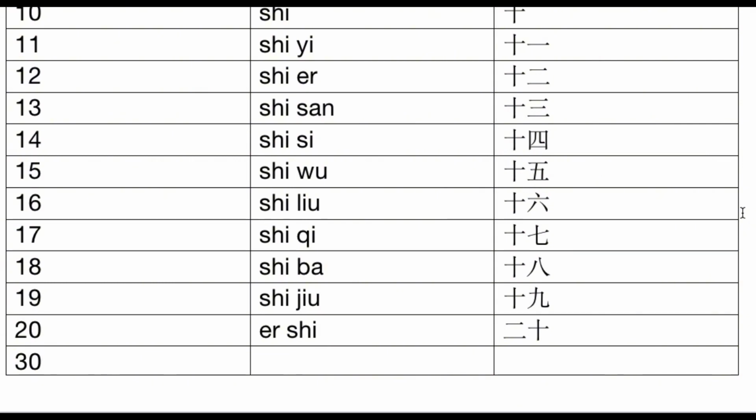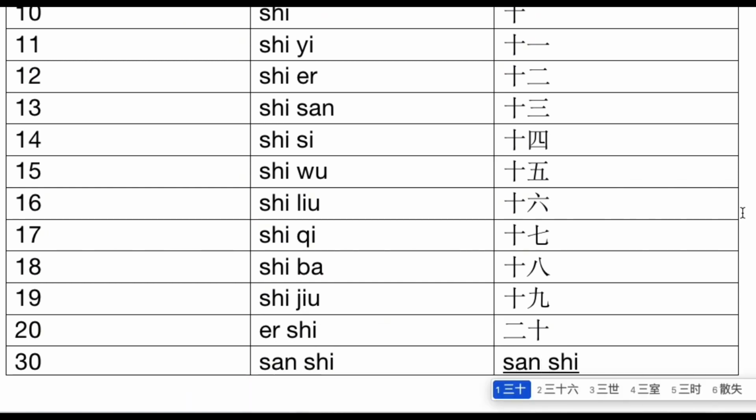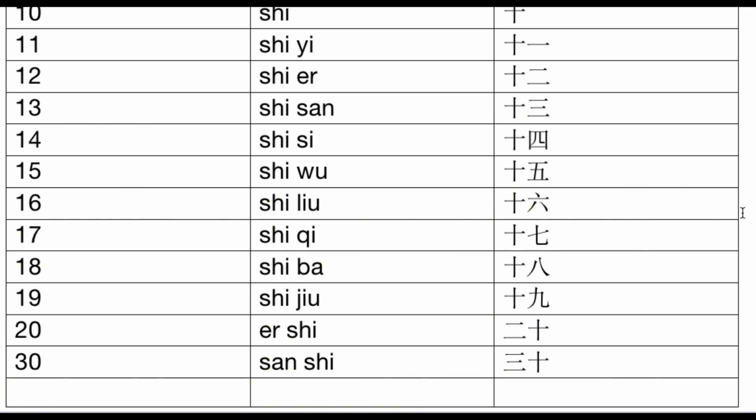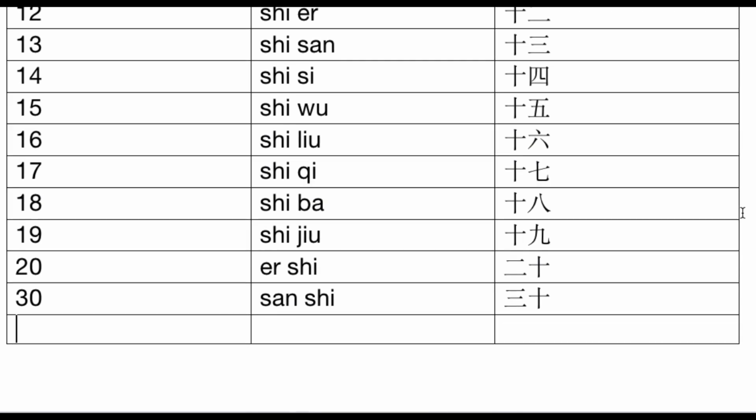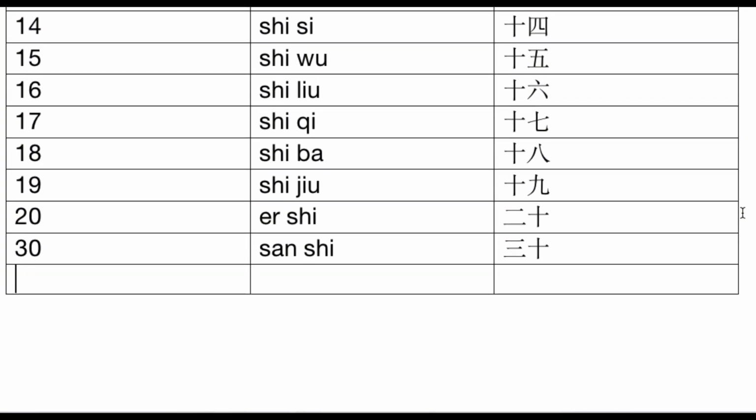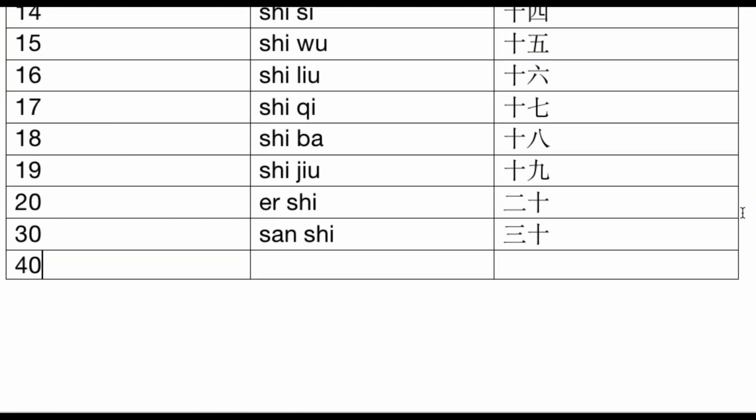好, now number 30. Number 30, we are going to say 三十. 三十 is number 30. How to say 40? 40 is 四十, 四十.